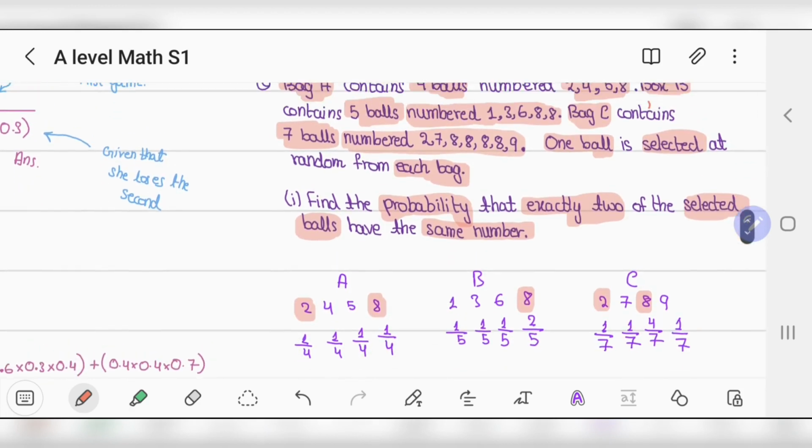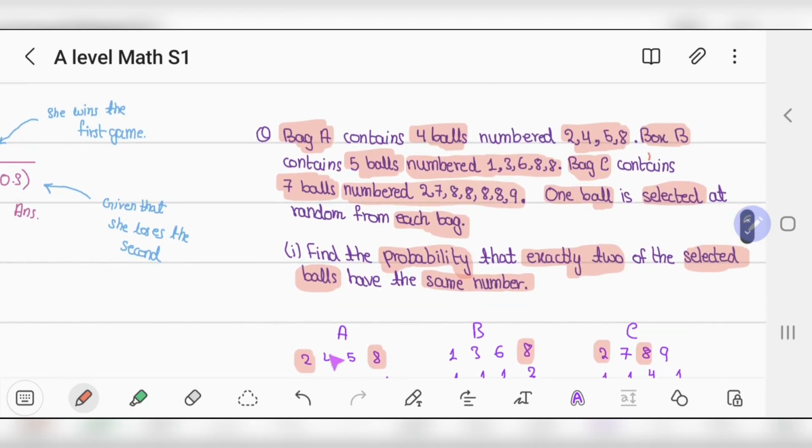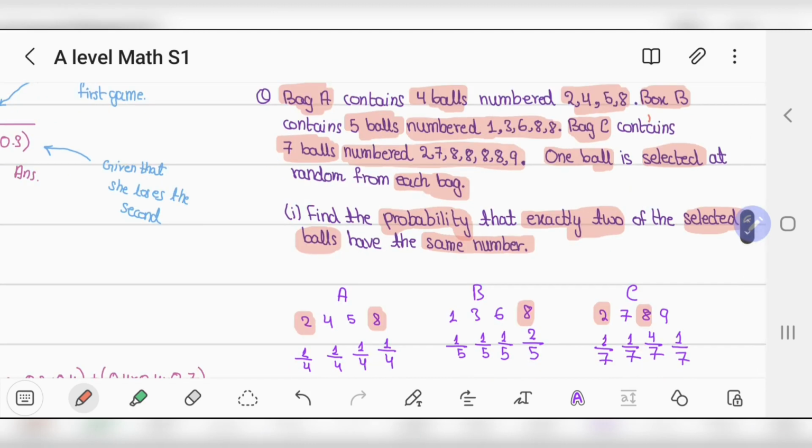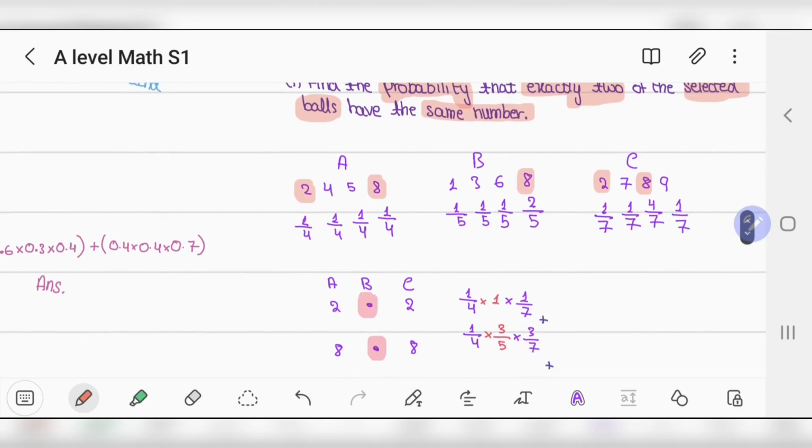So I've done it here. These are the numbers, and the probability of having a 2 is 1 upon 4, since we only have 4. The probability of having a 1 is 1 upon 5, and since there are 2 eights, it's going to be 2 upon 5. The probability of having a 2 is 1 upon 7, and of having an 8 is 4 upon 7. Okay, then you have made this.